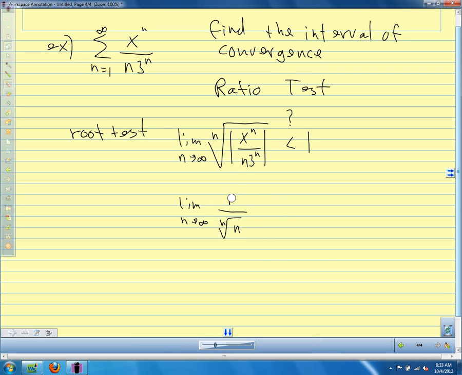Oh, sorry, we have an x on top, and the limit of the nth root. Yeah, we forgot our 3, didn't we? The nth root of, so we have 3n. There we go. Maybe we shouldn't have used the root test. I forgot my ratio test. Yes, the 3 should be outside. There we go.